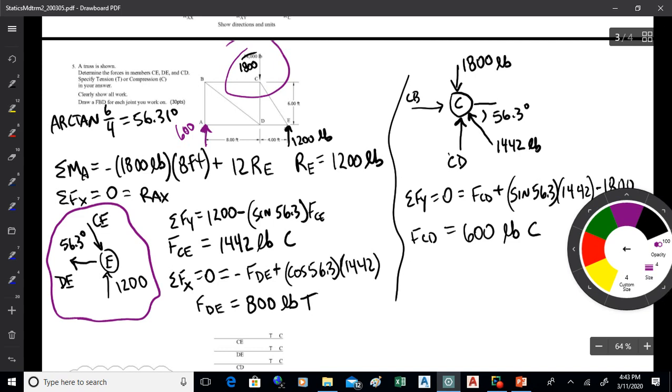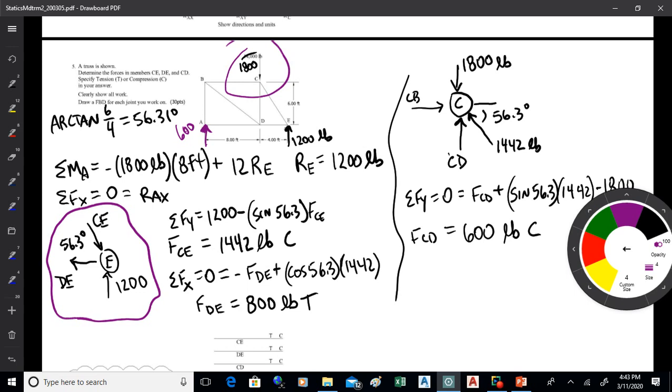Okay, and we got 1200 up, and we got CE coming. I'm just going to assume it's down, which is probably a good assumption because 1200's up. Something's got to be down to hold that thing in equilibrium. And then if CE is down, it also goes to the right. So DE has to go to the left to hold equilibrium. That's kind of what I think about there. Now, if I don't get those directions right, that's okay. I'll just get negative answers. It's no big deal.